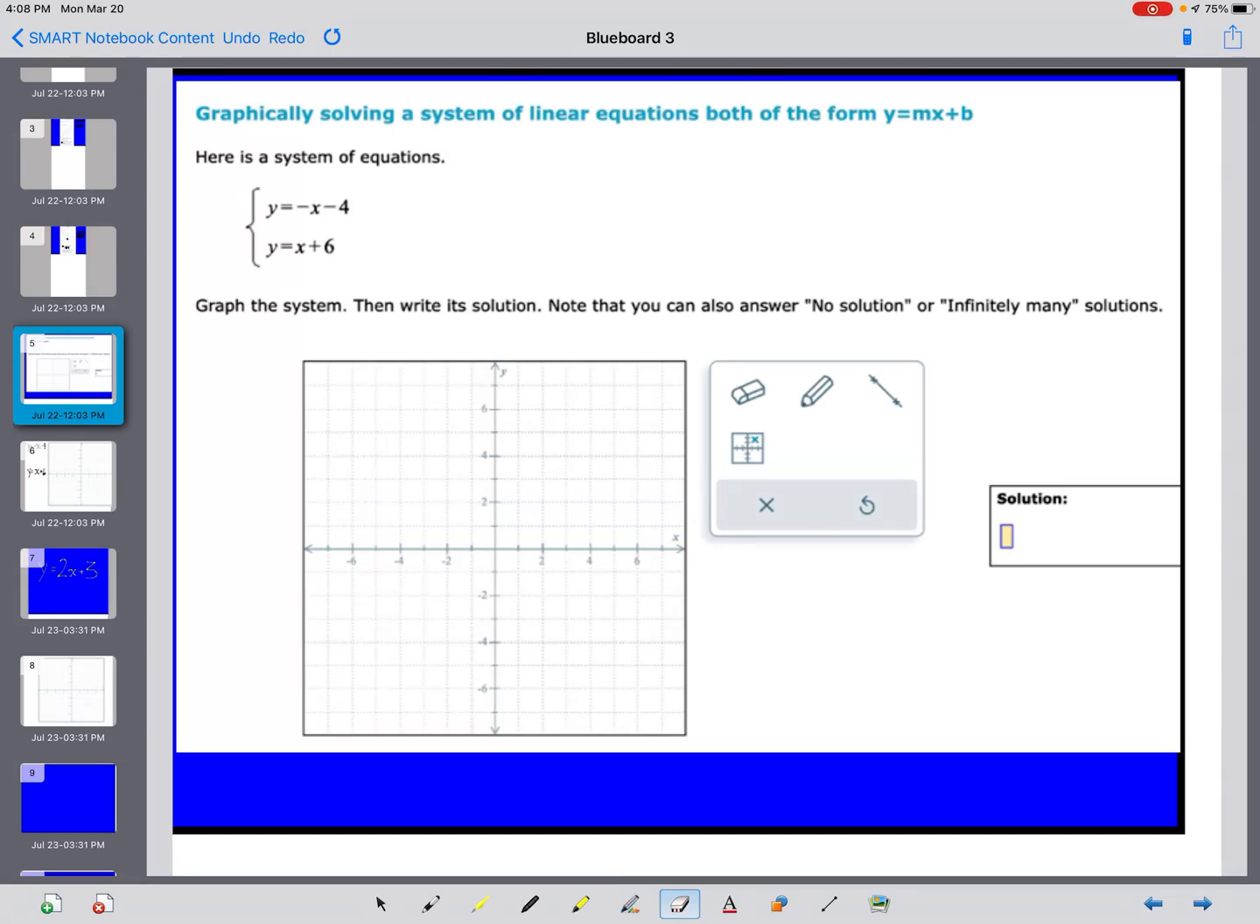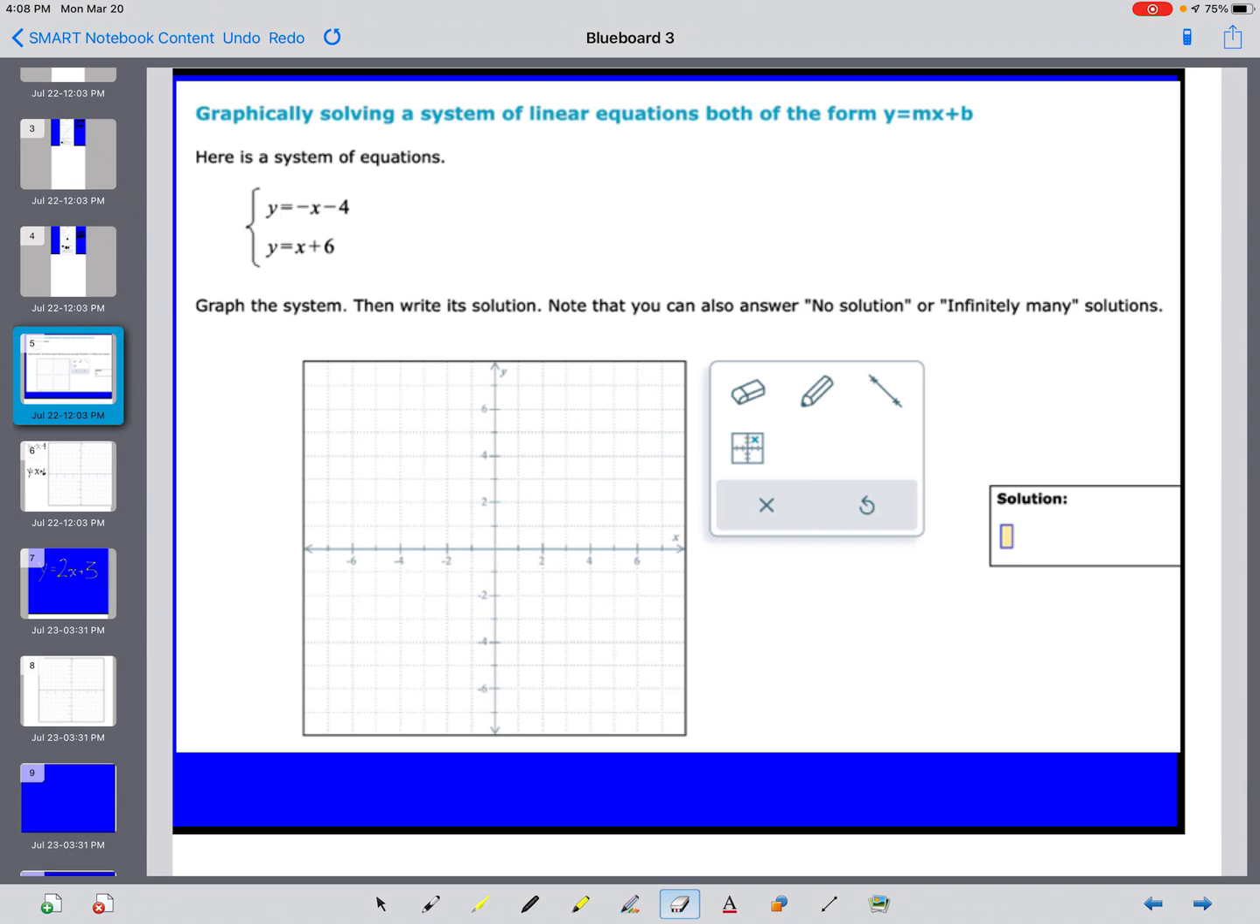Here's a system of equations. We're asked to graph the system and then write its solution. There could also be no solution or infinitely many solutions. So the first thing to understand is how to graph an equation.